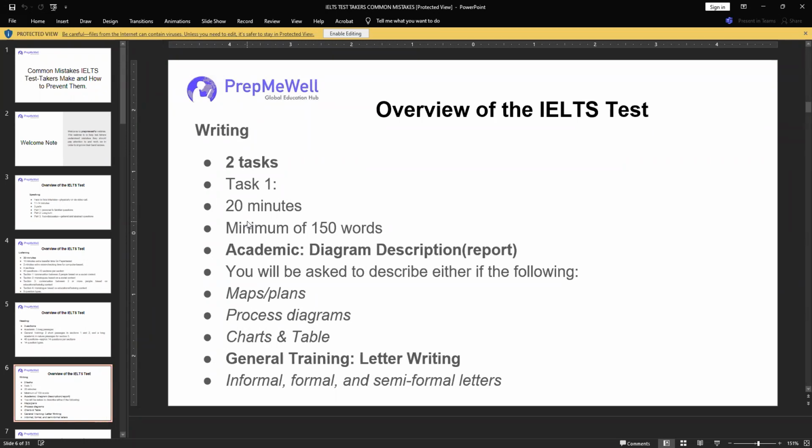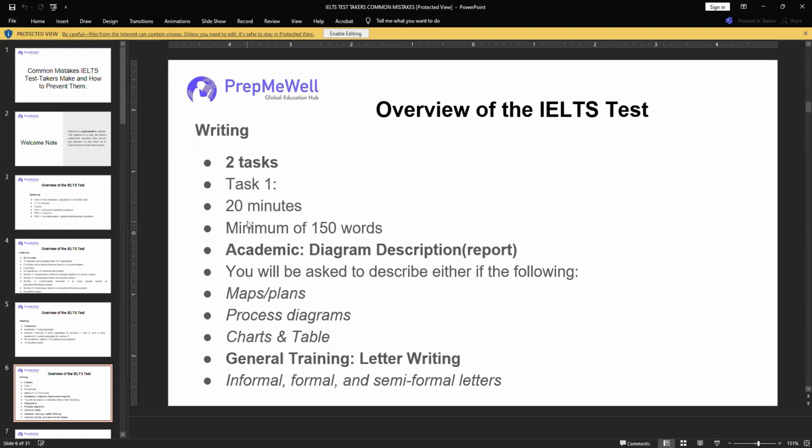So we have 2 tasks here, and the first task is going to last for 20 minutes, and you're expected to write a minimum of 150 words. So if you're taking the academic training, you're going to be getting a diagram. So you have to describe a diagram.